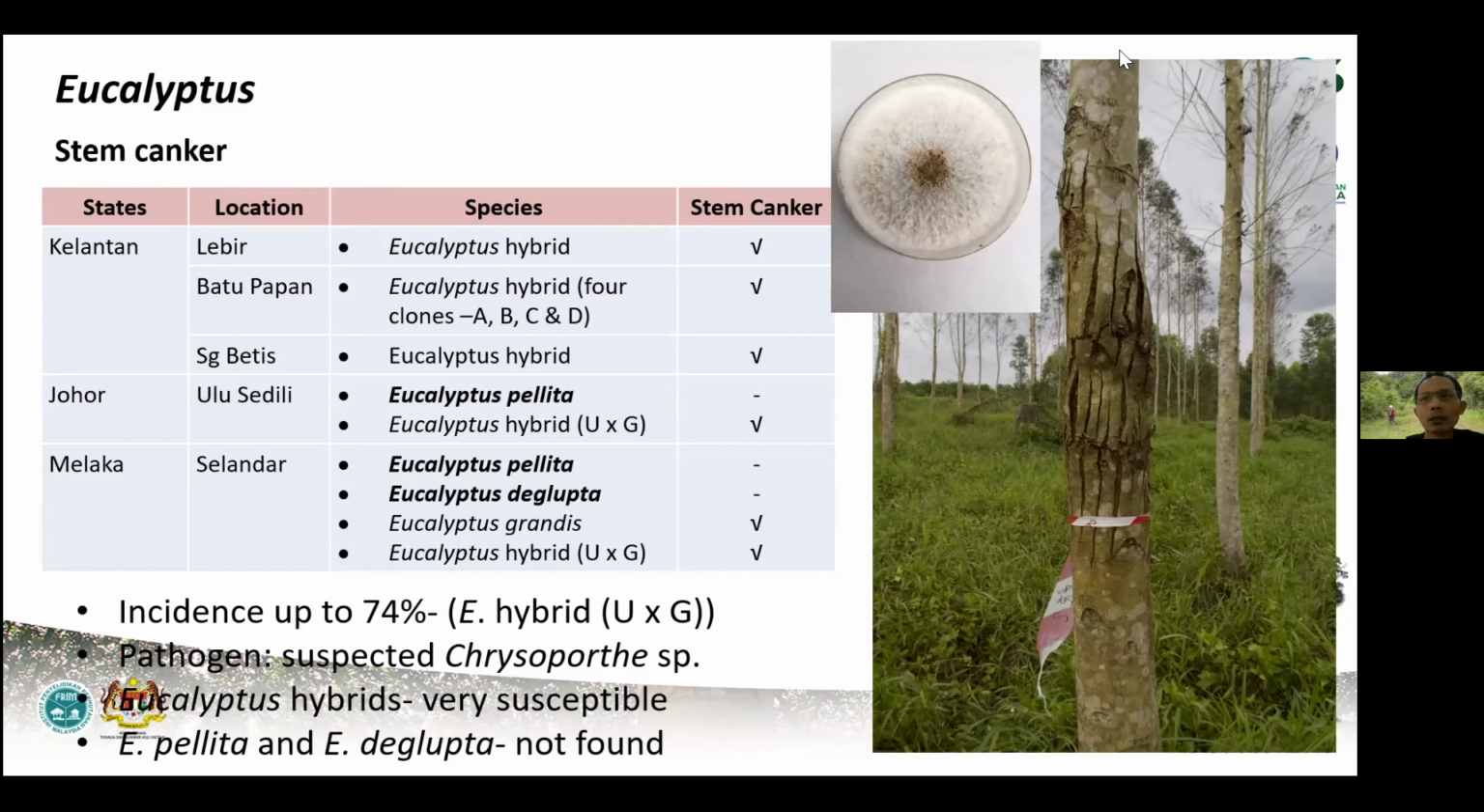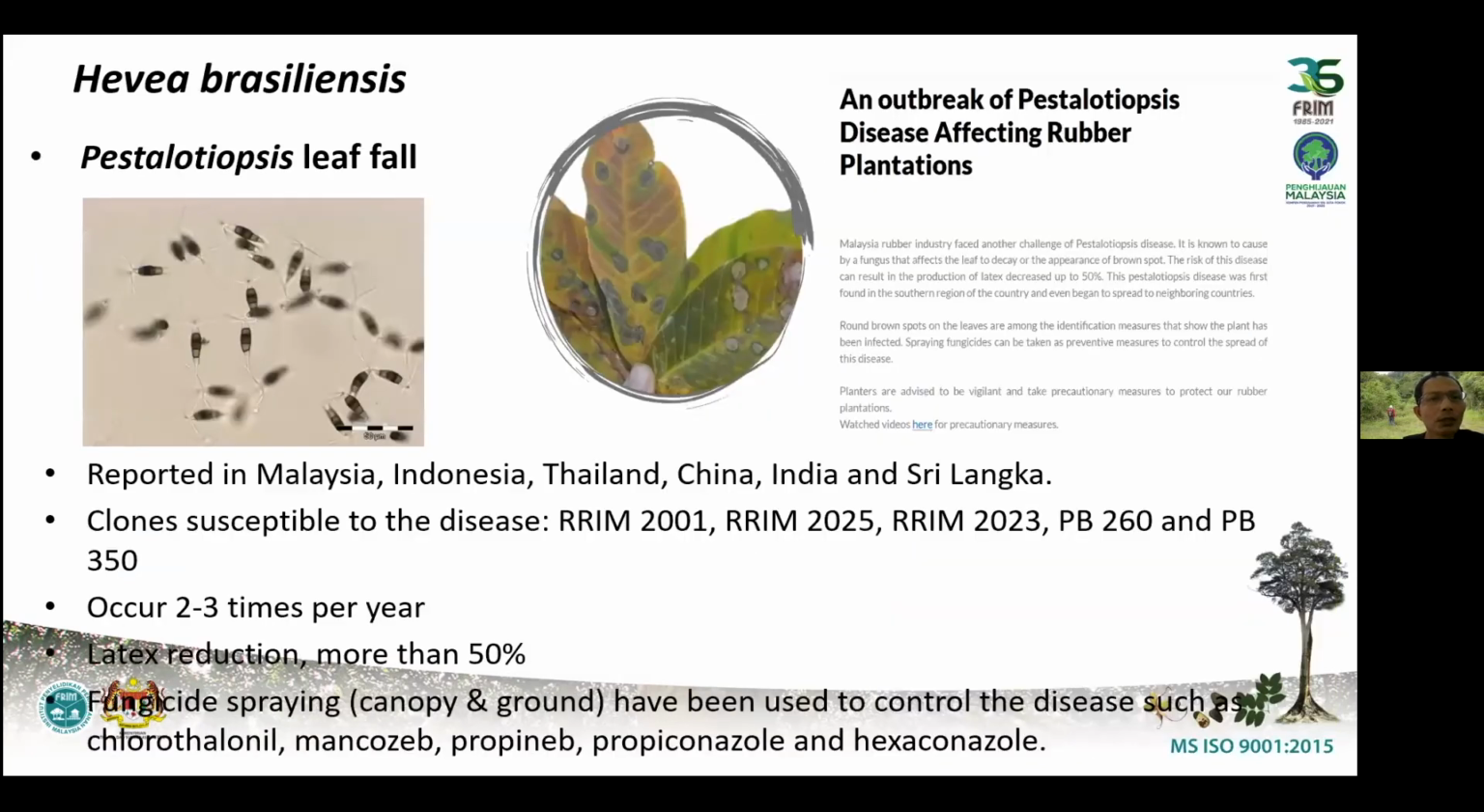Okay, this is a disease on Hevea brasiliensis, Pestalotiopsis leaf fall. This is the most serious disease on rubber tree. Okay, this is quite new because we just detected it in Malaysia in 2017. Other than Malaysia, the disease is also reported in Indonesia, Thailand, China, India, and also Sri Lanka.